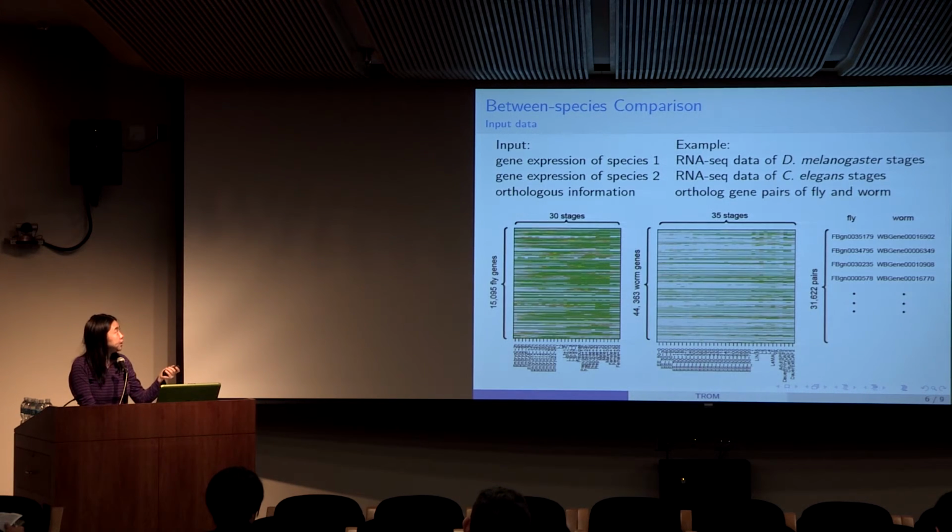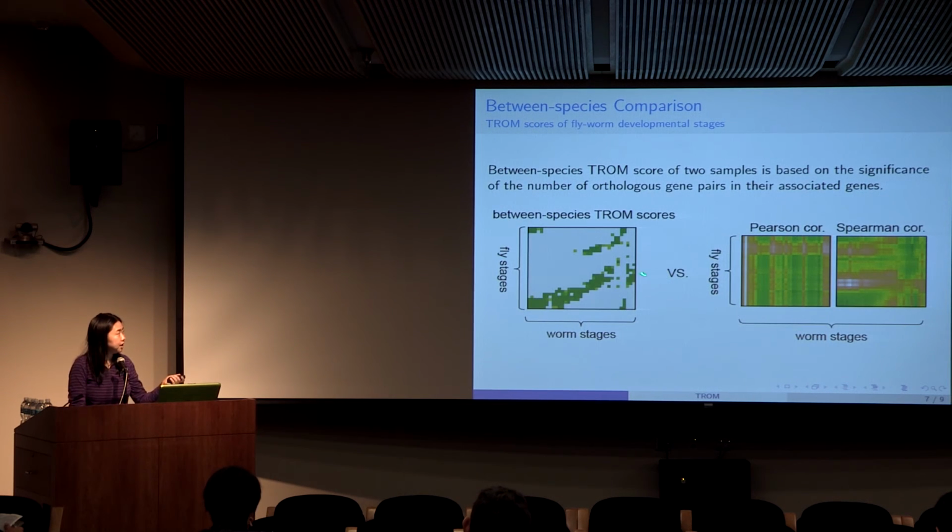Okay, and for between species comparison, here you have two species. In this example, we have fly here, we have worm here. They have different numbers of stages, different genes. And for our method, you also need the ortholog relationship. So this is the fly gene, this is the worm gene, and every row represents an ortholog, a fly-worm ortholog. So this is the result of our method.